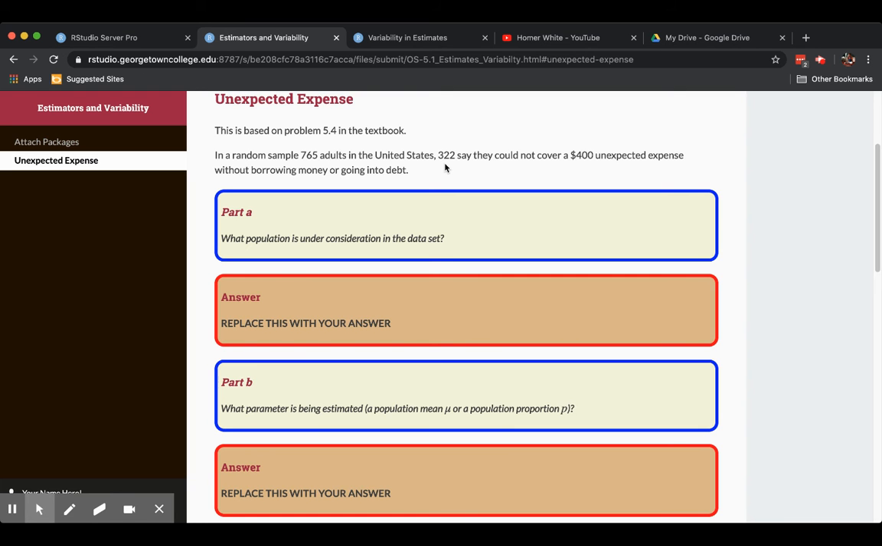So you have to process this a little bit, take your time, think about it. Once you've thought about it, you realize you've taken 765 people out of the population, you've taken a sample of that size, and you've asked each of them a yes-no question: could you cover a $400 unexpected expense without borrowing money or going into debt? 322 said no. And it looks like you're counting up the number who said no, that the no answer is what you're interested in.